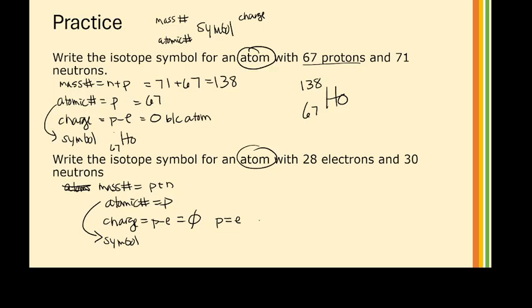So protons is equal to 28. So that means the atomic number is equal to 28. And then, if I know that, I can say the mass number is 28 plus 30 neutrons, as given. So that's 58. And then for 28, I go look up 28. And it is nickel. So I get nickel, 28, 58 for my answer.